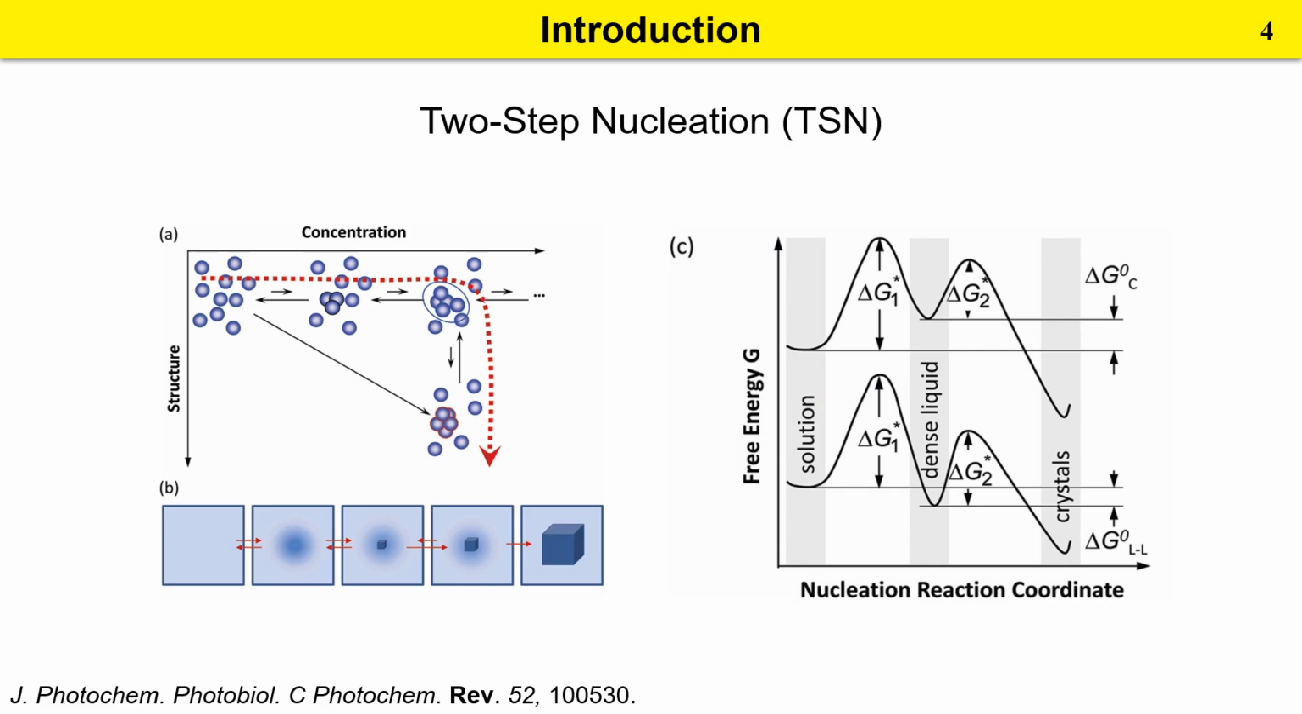In this second step, the molecules in the generated dense droplet are rearranged, leading to nucleation over the second energy barrier. The more stable the dense droplet, the higher the energy barrier to nucleation. Consequently, subsequent nucleation is suppressed.